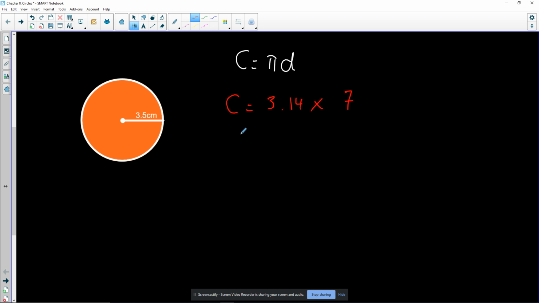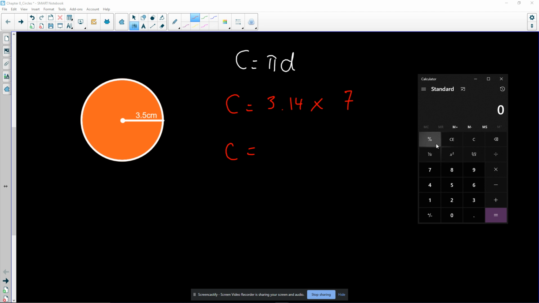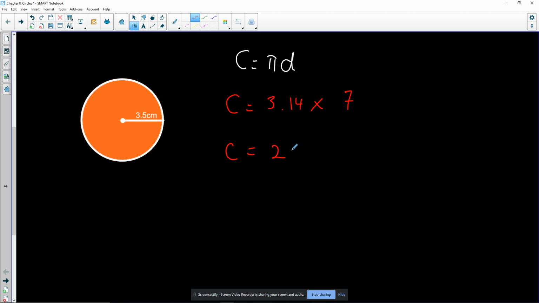Then we can bring up our calculator and we'll go 3.14 multiplied by 7, which gives us the measurement of 21.98 centimeters.